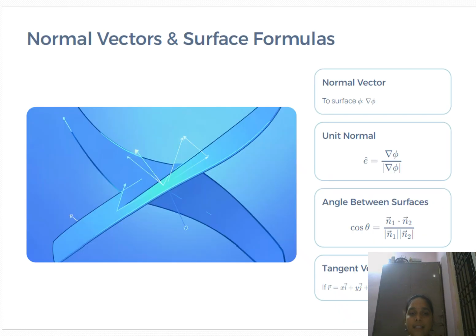Now let us discuss the formulas of normal vectors and surfaces. The normal vector to a surface is del phi. The unit vector formula is e bar is equal to del phi by mod del phi. If we need to find the angle between two surfaces, the formula is cos theta is equal to n1 bar dot n2 bar divided by mod n1 bar into mod n2 bar. These are the formulas.